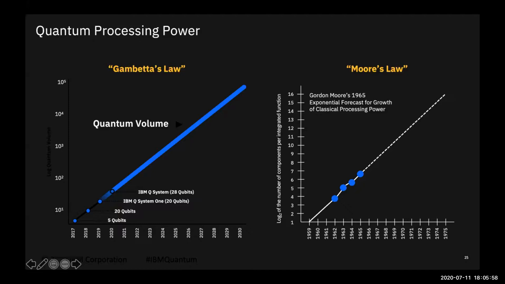And Jay Gambetta is currently the VP of IBM Quantum. He made the prediction that the power of quantum hardware is going to double every year for some foreseeable time. Moore's law, as you all know, held true for a good 45 years. This is likely true of quantum volume too. Currently at least, there is no significant bottleneck that people are seeing, but we are likely to be on this roadmap for some time to come.